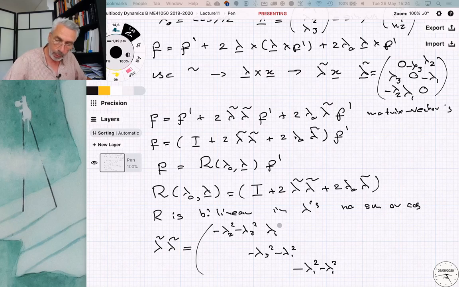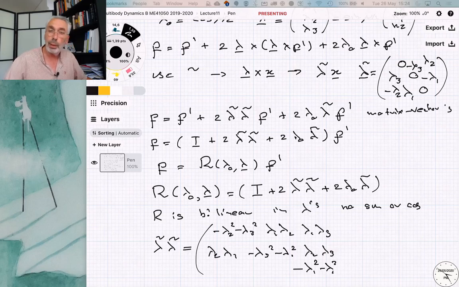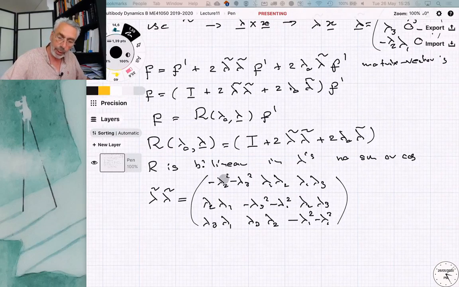Here we get lambda 1, lambda 2, lambda 1, lambda 3, lambda 2, lambda 1, lambda 2, lambda 3, and you might think, why can I do that so quickly? I'm not looking at my paper, because it's very systematic. Lambda 3, lambda 1, lambda 3, lambda 2. And this looks, of course, a lot like a mass moment of inertia, right? Where you had about the x-axis y squared plus z squared, etc.